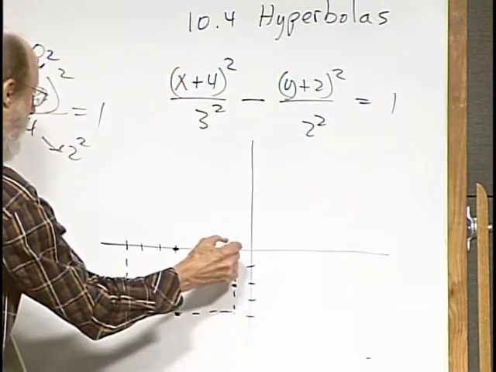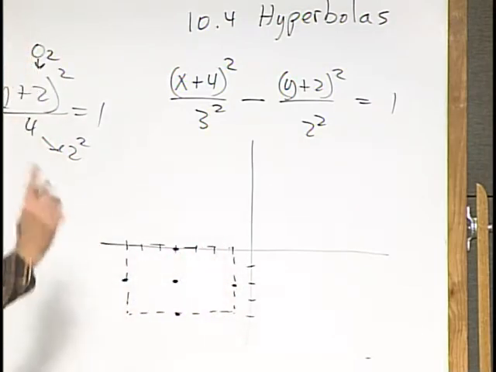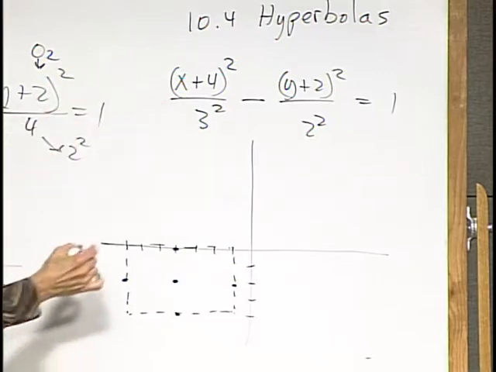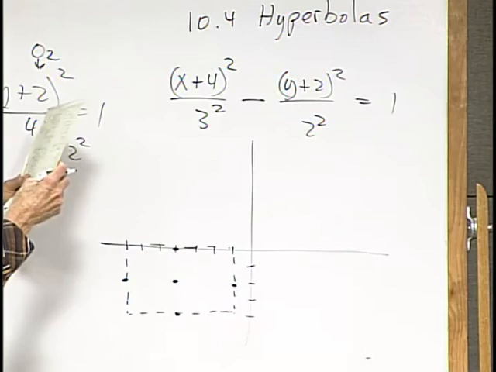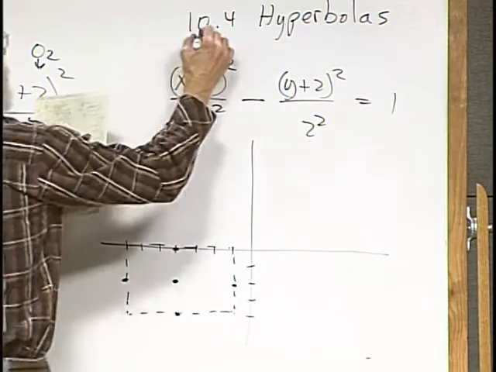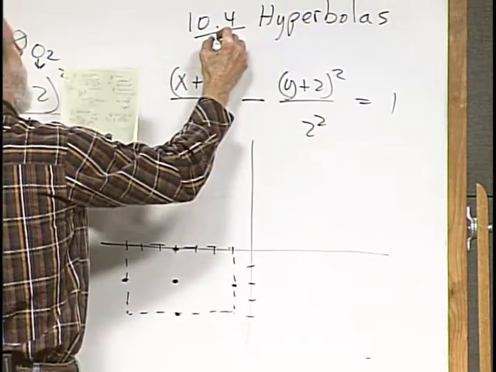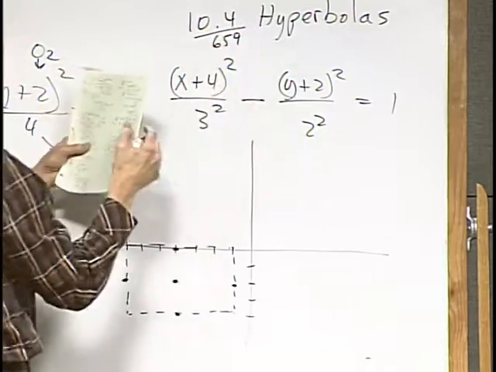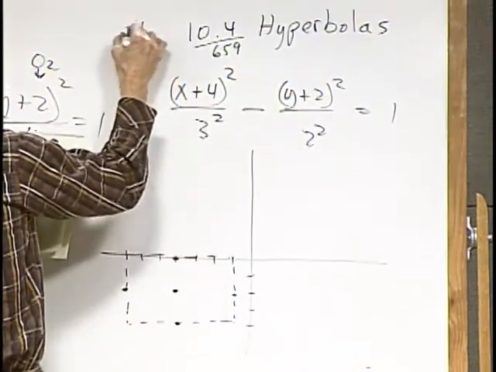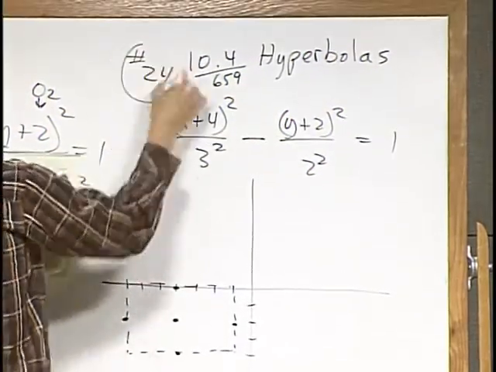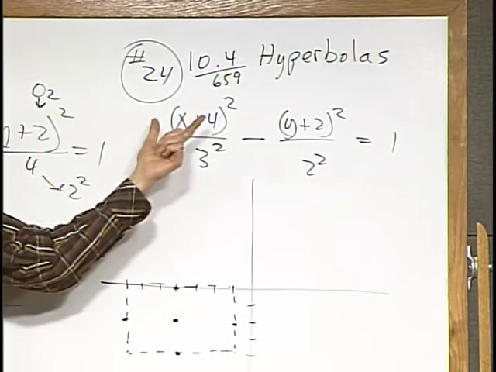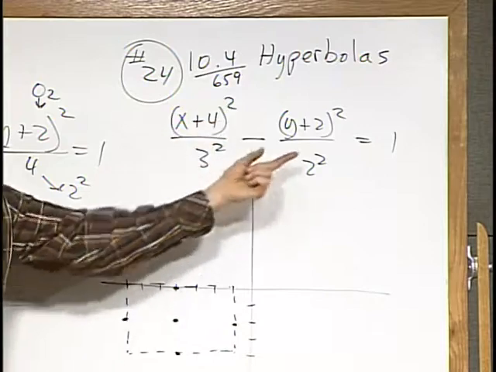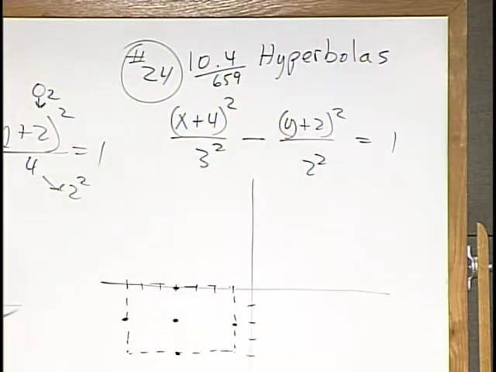That's called the fundamental rectangle. And now, for the hyperbola, we lay diagonals in here. Oh, one other comment before I forget. In 10.4, this is found in our book on page 659, and this is recording number 24 for more detail about the development of this, including completing the square to get this standard form of the equation.